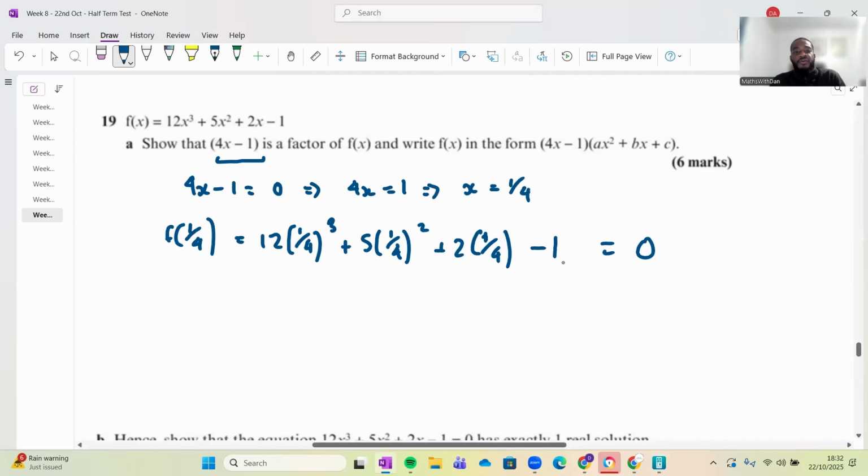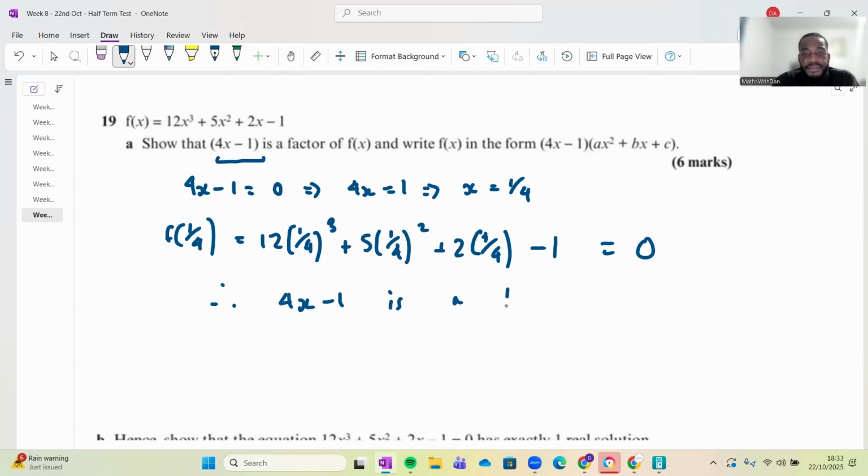So because we get 0, remember to show that it's a factor, you have to write your concluding statement. So we're going to say, therefore, 4x minus 1 is a factor of f of x. Is everybody happy with that? Just simple factor theorem.